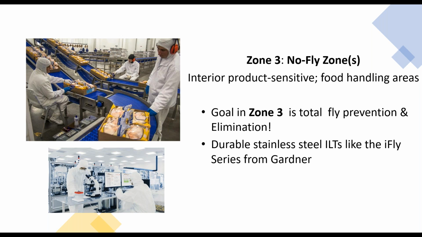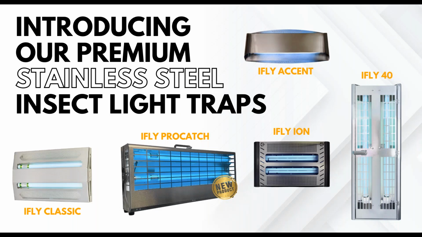This is where you'd want to use something like a durable stainless steel insect light trap, like the ones we have in our iFly series from Gardner. But for this particular location, these are going to be some of the very, very sensitive locations where really you can't have any flies at all. And here are some examples from our iFly line.